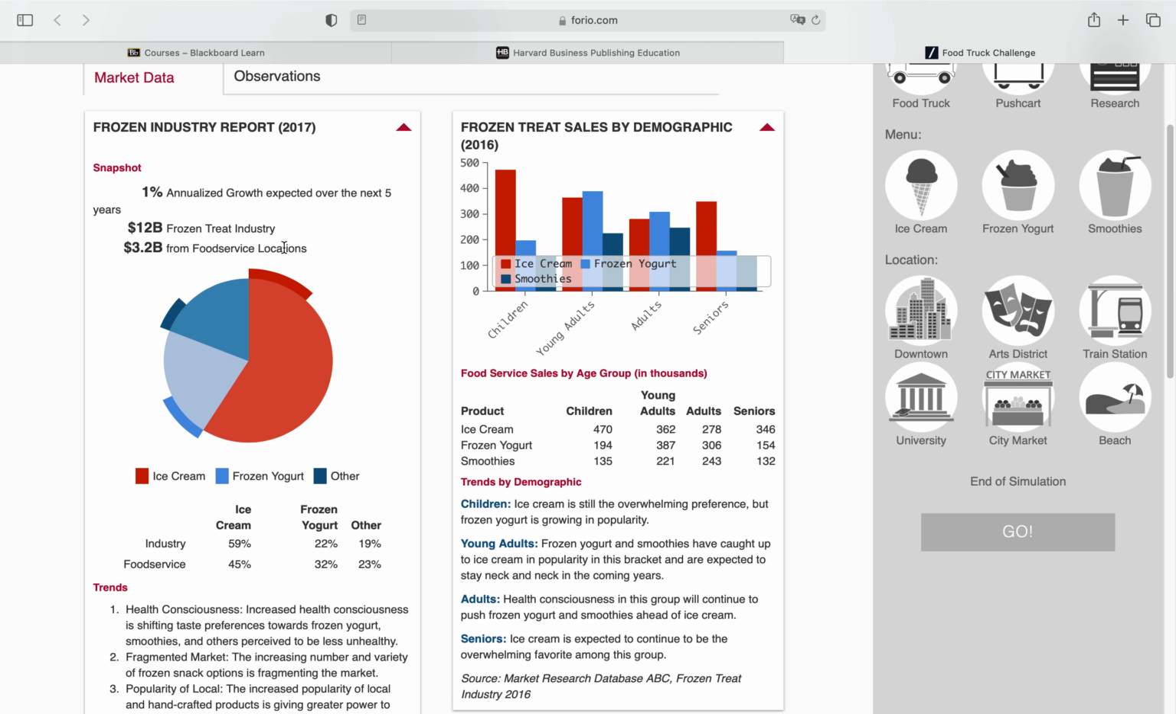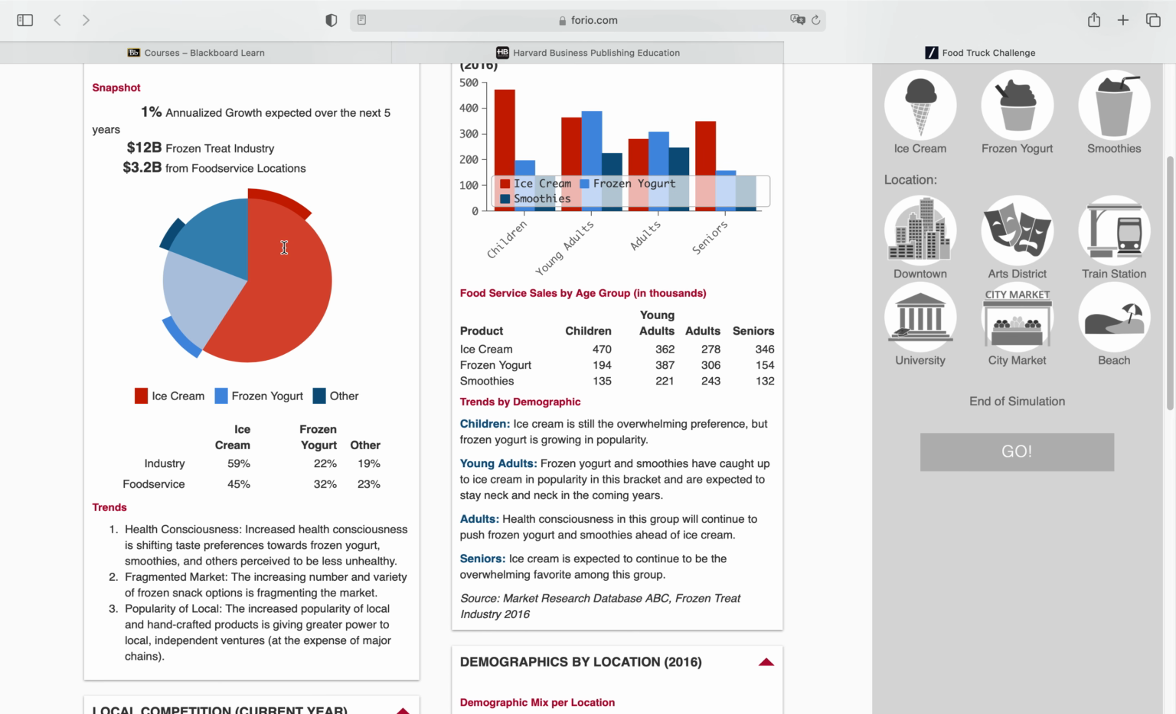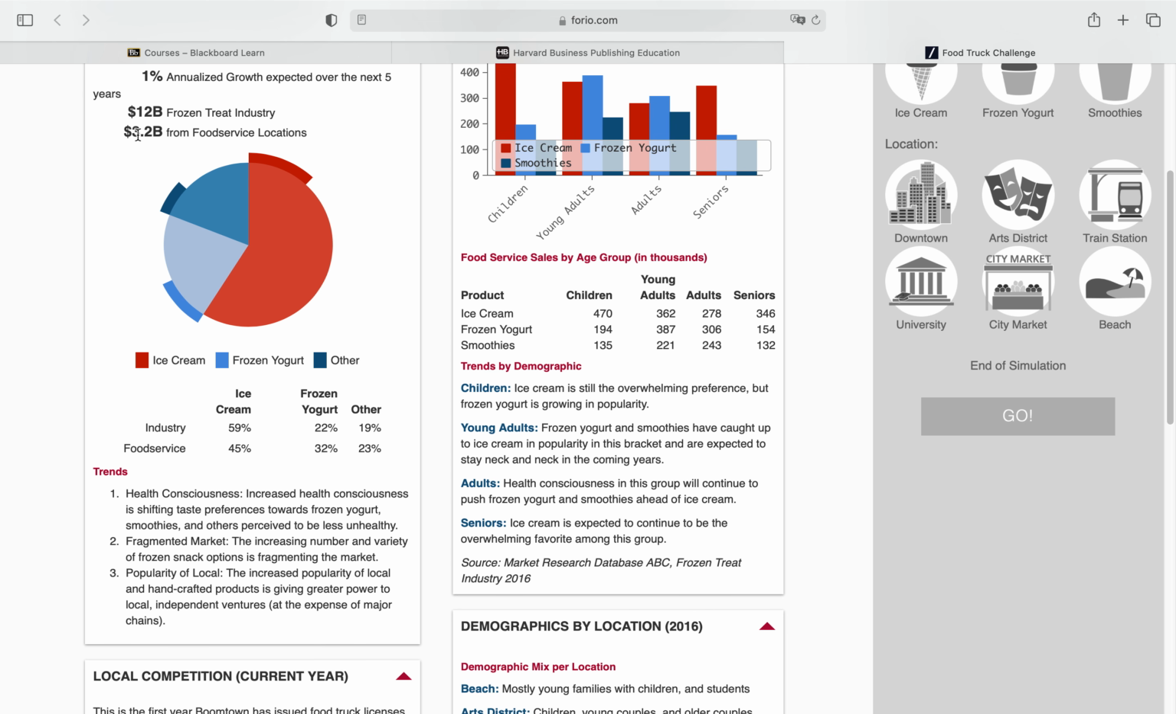As you can see, the first report is a frozen industry report. From this information, my main takeaway is understanding that frozen treats from the food service are increasingly gaining market share over the whole industry. As you can see, food service is at 45% compared to the whole industry, 59% under the ice cream section. And similarly, you have frozen yogurt and others. Also, you can see food service has an increasing percentage compared to the industry.